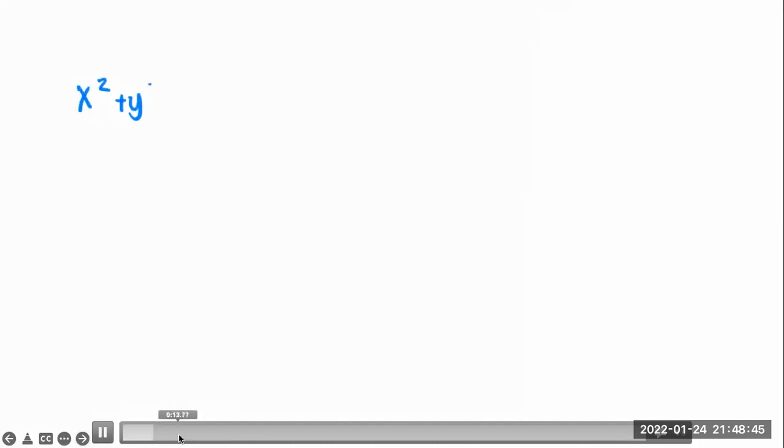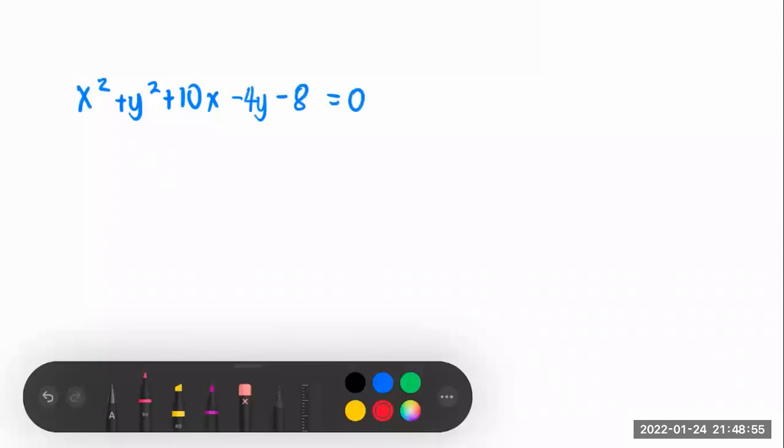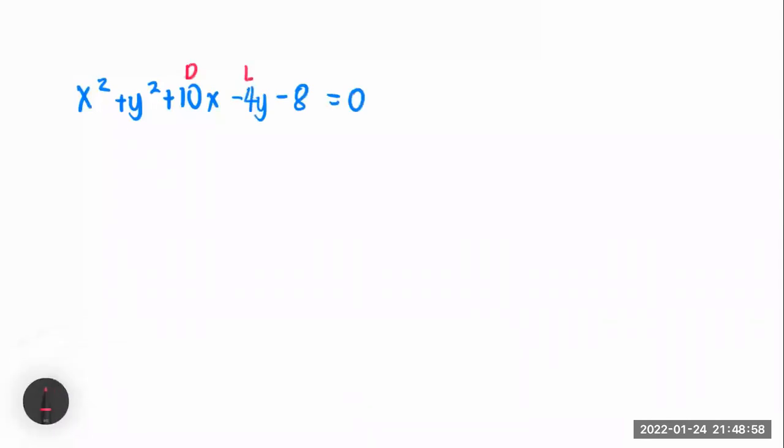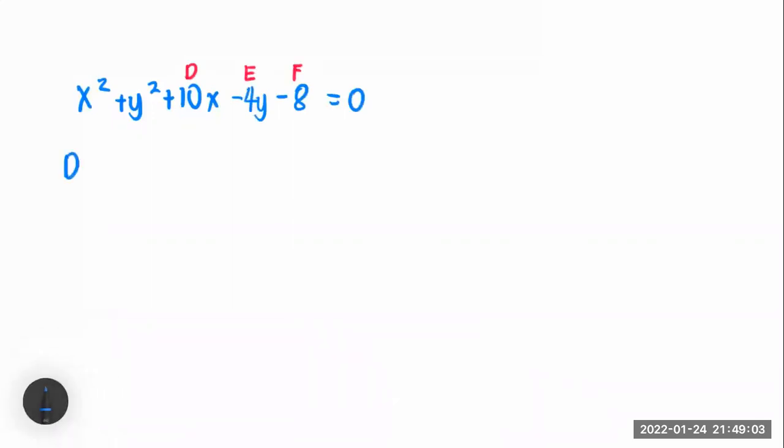Okay, let's rewrite our equation. X squared plus y squared plus 10x minus 4y minus 8 equals 0. Remember, this is your D, this is your E, and your F. Apakadali naman pala. D is equal to negative 2h, E is equal to negative 2k, and F is equal to h squared plus k squared minus r squared. Yan, haba.